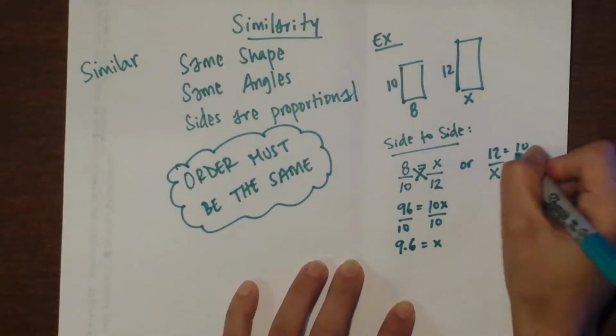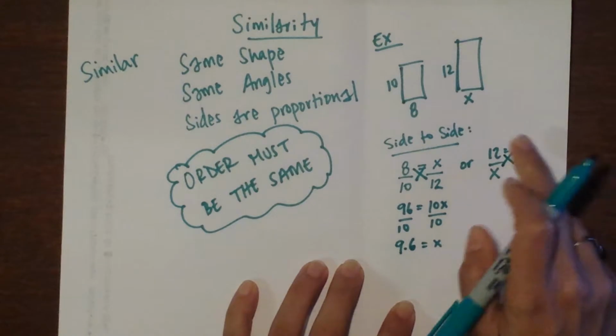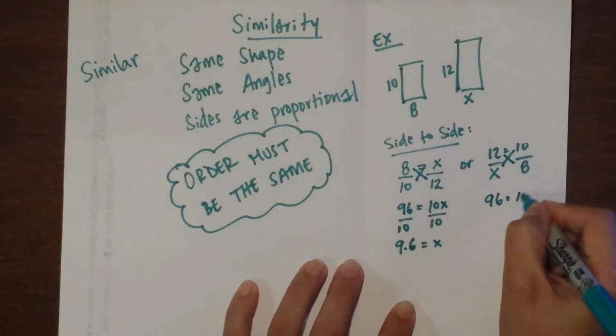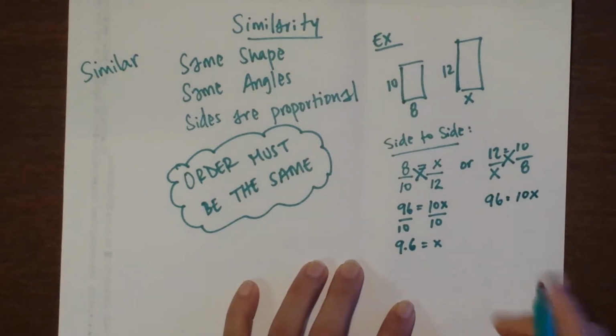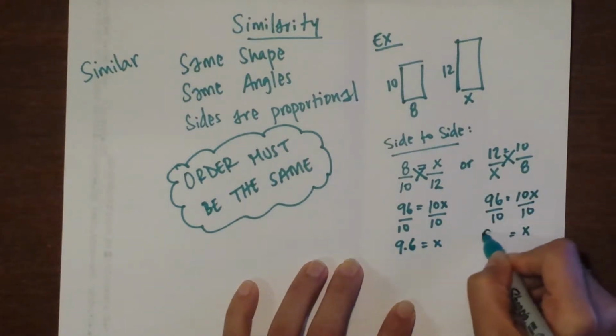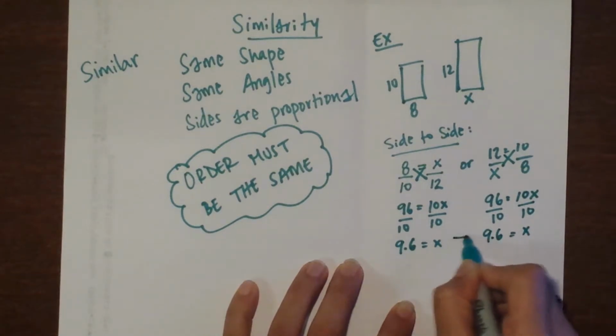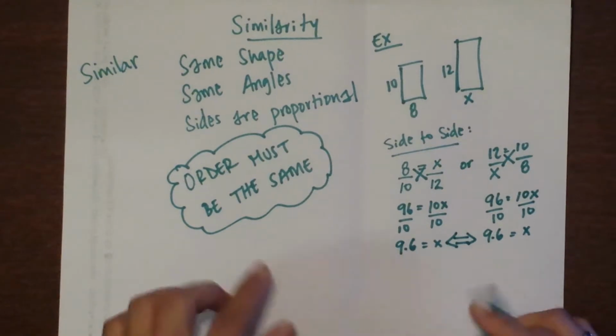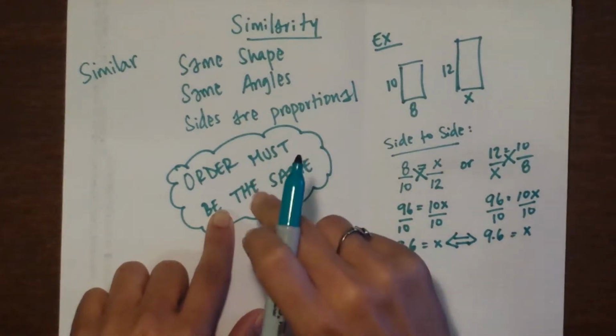So let's do this side. Cross multiply. 8 times 12 is 96, equals X times 10, which is 10X. Then what do we do? Very good. Divide by 10. So X equals 9.6. See how they're exactly the same? It doesn't matter how you set it up, as long as the order is the same.